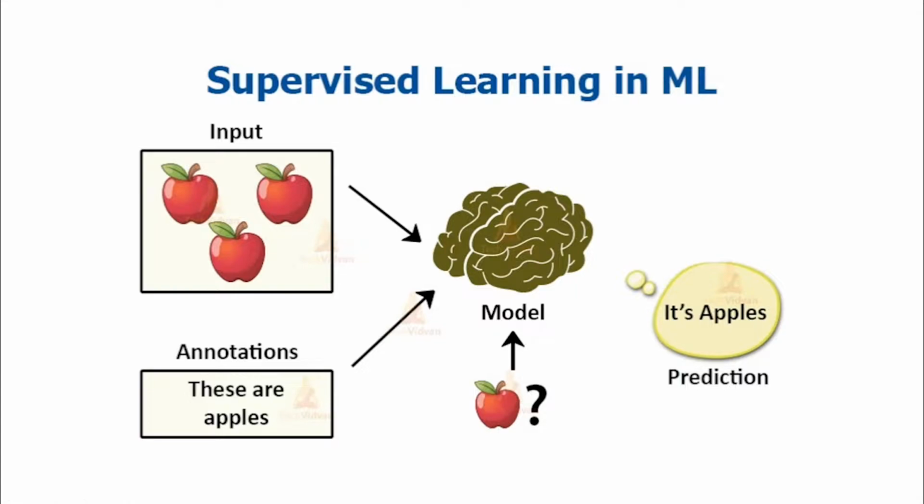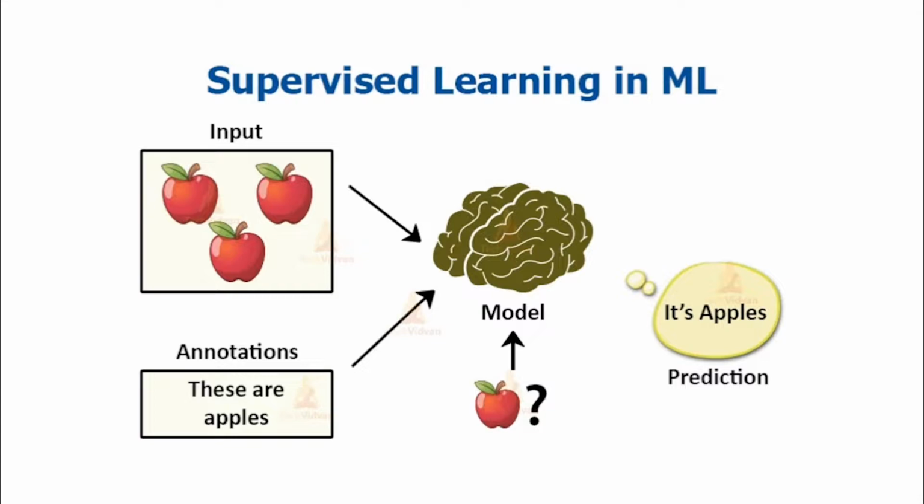Suppose you have a basket of fruits and you label each of the fruit as an apple, or you annotate it, whatever you like to call it, and we send that information to our model to learn from it. Once the learning is done, if you take a fruit which has attributes of an apple, our model will successfully predict that fruit as an apple.